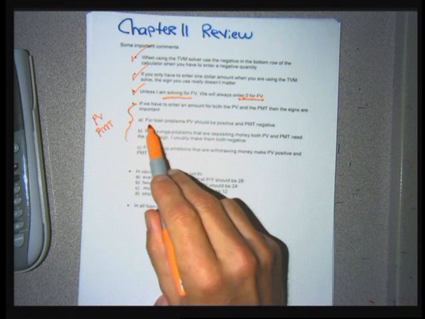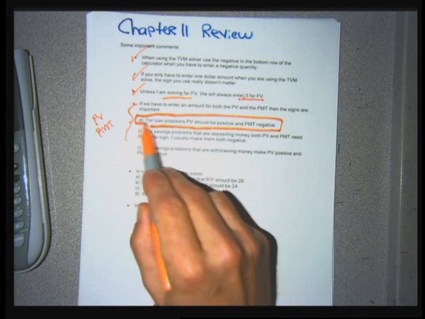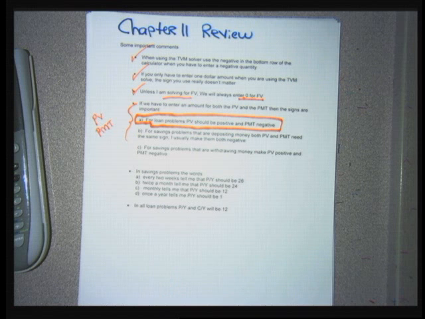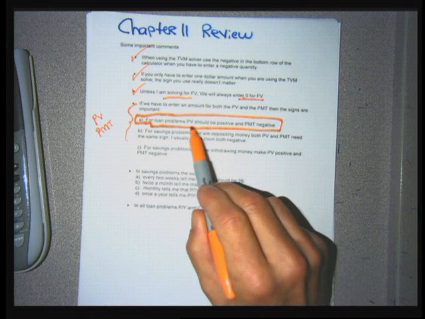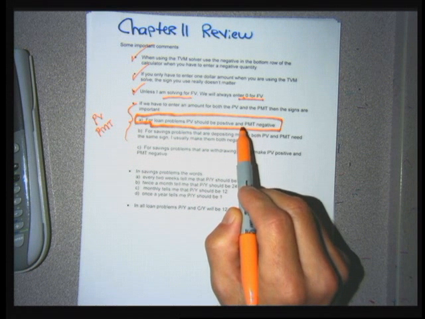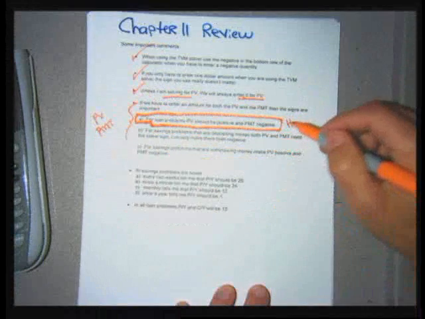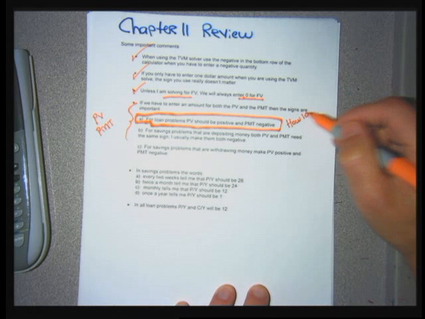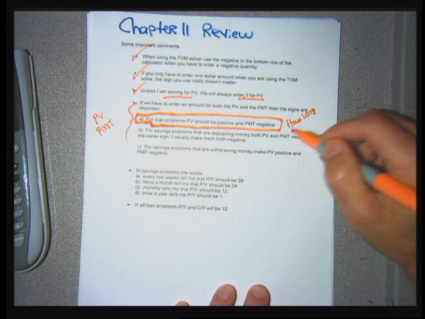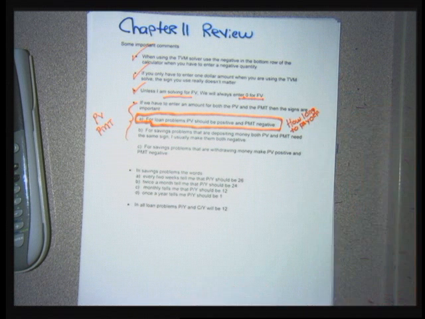Generally, in every loan problem, if I'm entering both a value for PV and PMT, then the PV should be positive and the payment should be negative. The only time in loan problems that I'm entering both values for PV and PMT is in the kinds of problems where I'm trying to figure out how long it's going to take to pay off a loan if I change my payment. In that instance, the PV should be positive and the payment should be negative.